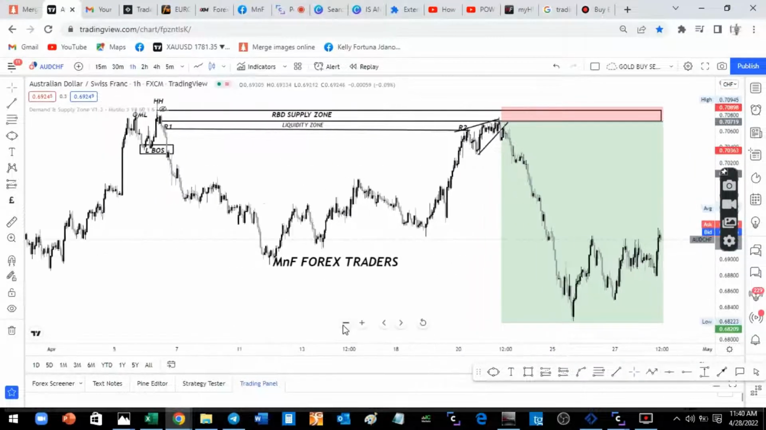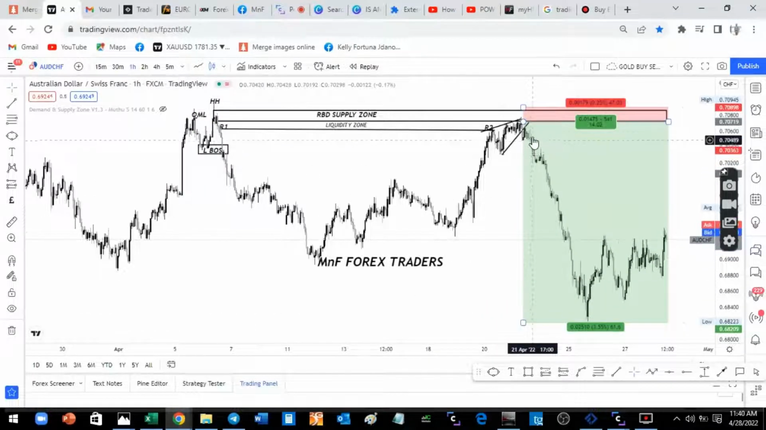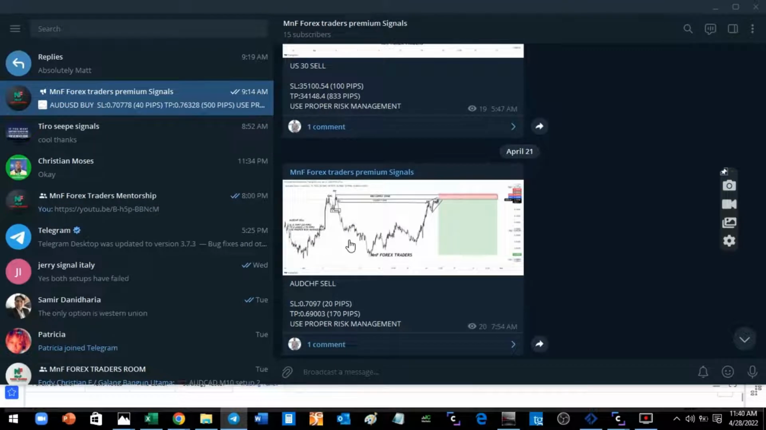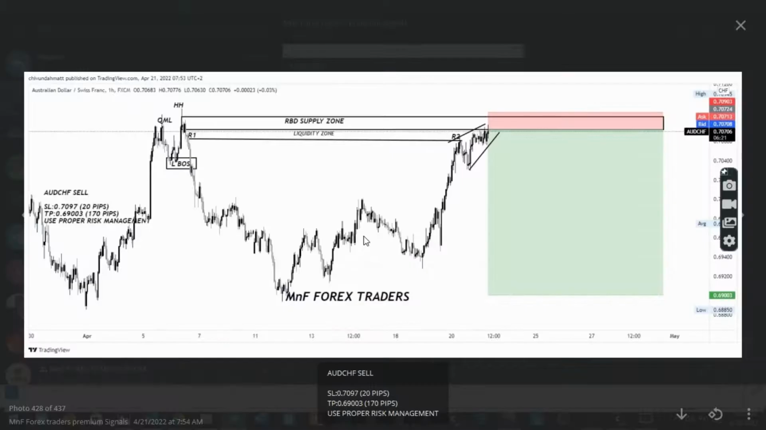And how long did this trade take? Let me just show you. We took this trade on the 21st of April. You can see where the setup was, at that level right there. This was on the 21st of April. You can see the date right here. And today is the 28th.